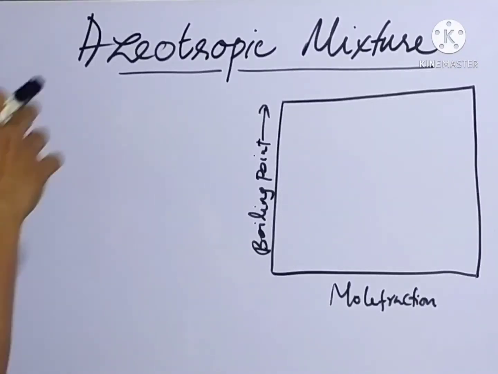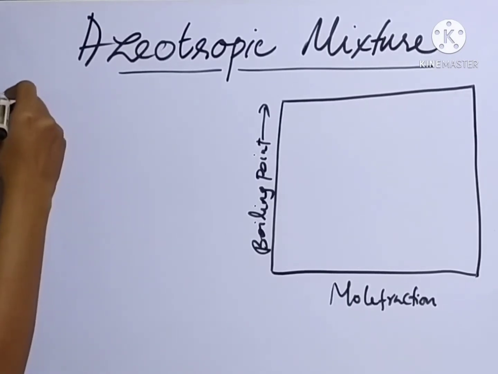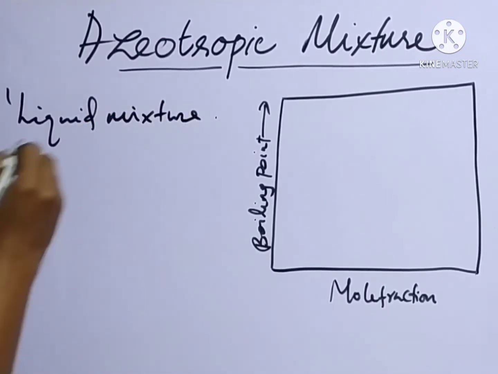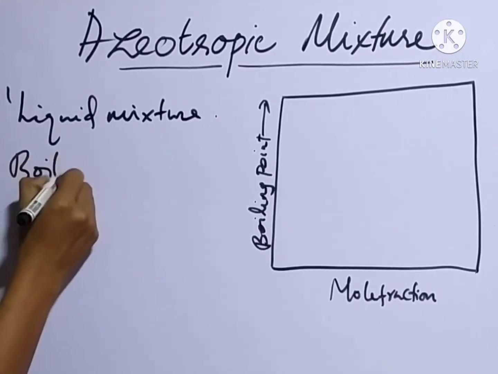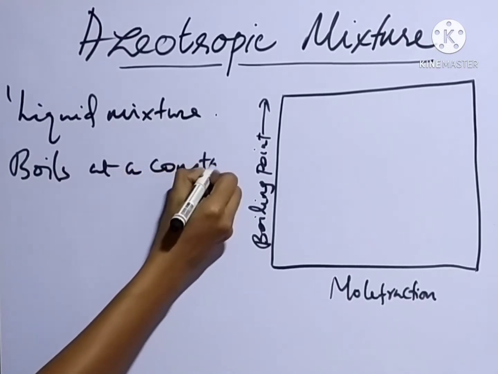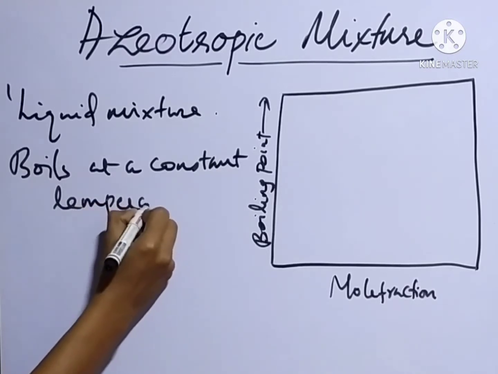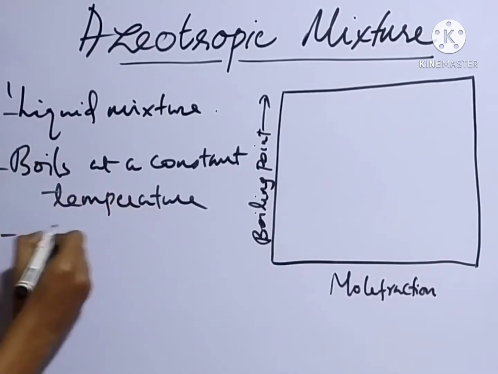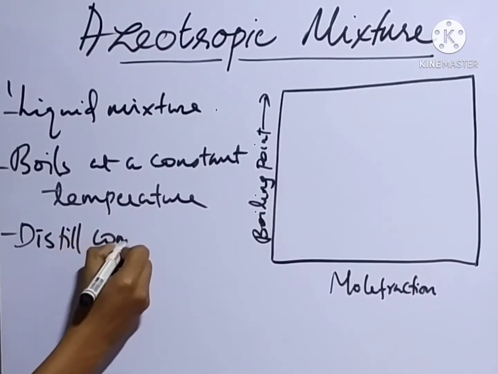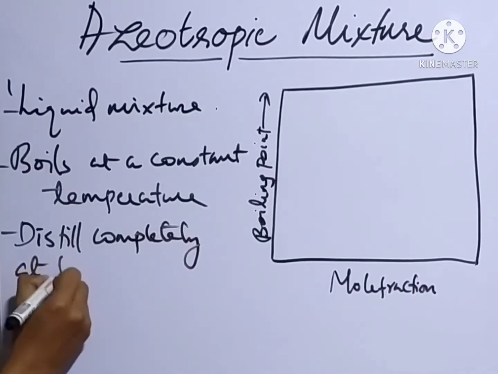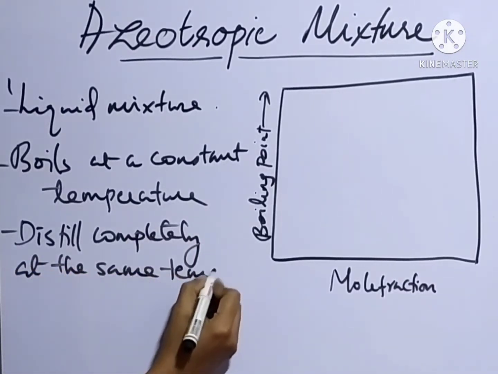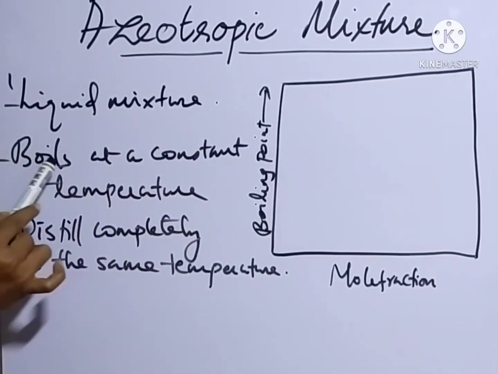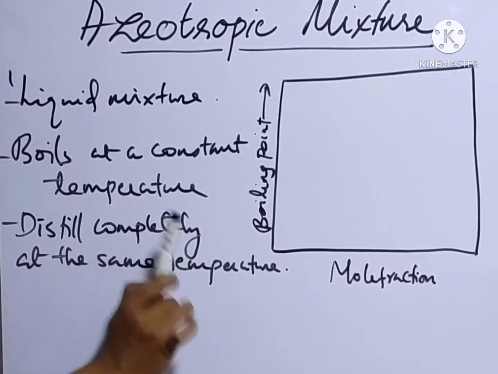Next one is azeotropic mixtures. Azeotropic mixtures are the liquid mixture which boils at constant temperature. So this is the liquid mixture that boils at a constant temperature and distills completely at the same temperature. We can define azeotropic mixtures as liquid mixtures which boil at a constant temperature and distill completely at the same temperature.